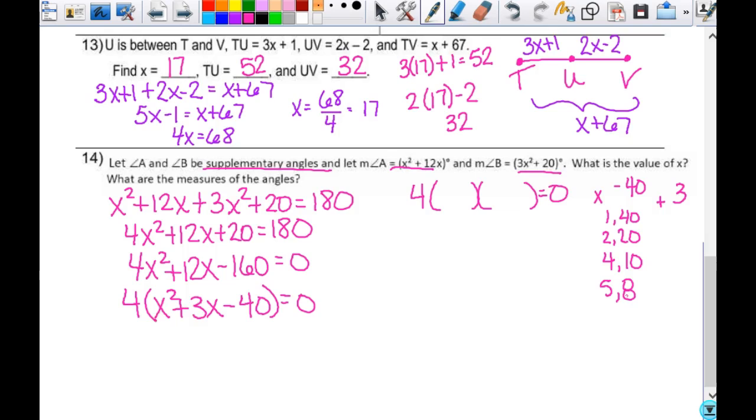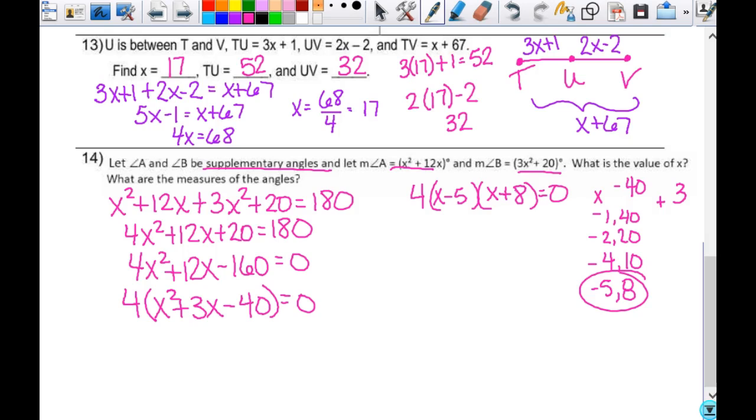And since this is positive, then the bigger number has to be positive, which means it's the smaller one that is negative. So of all these, when I combine them, the ones that are going to add to give me that positive 3 are going to be these two. So that's going to give me x minus 5 and x plus 8. That is the factored form. I still have to solve it.